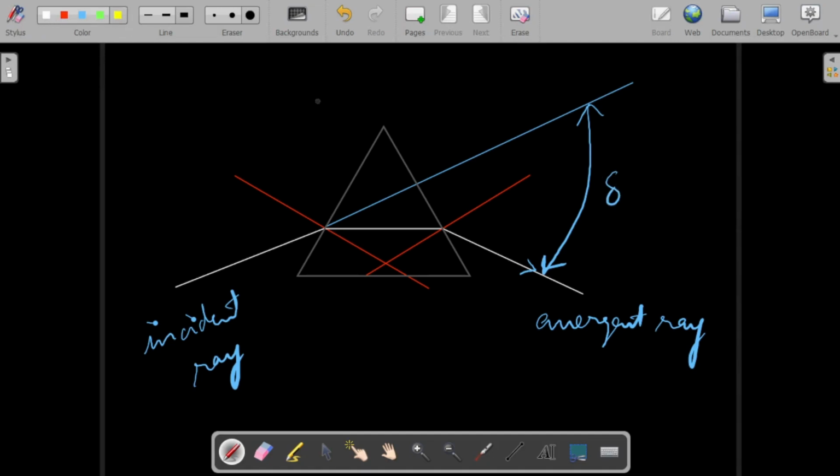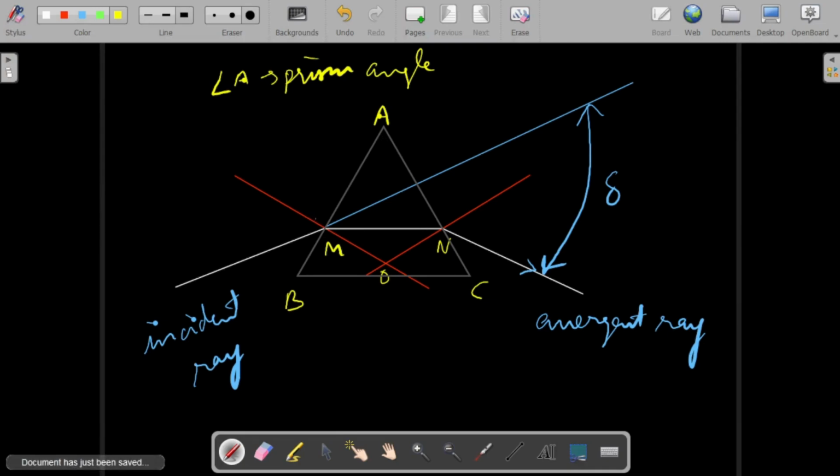There are a few more things I have to mention here. Let me name it as A, B, C, and the prism angle will be A. So angle A will be the prism angle. And name this point as M, this as N, this as O. These red lines are normals at these surfaces, surface AB and surface AC. You can see this angle is 90 degrees and this angle is also 90 degrees.